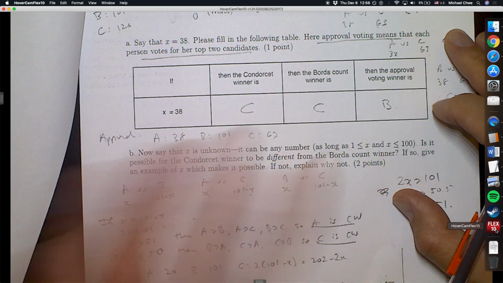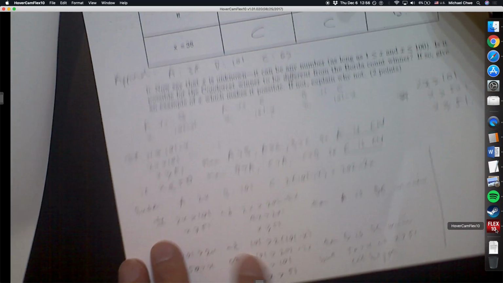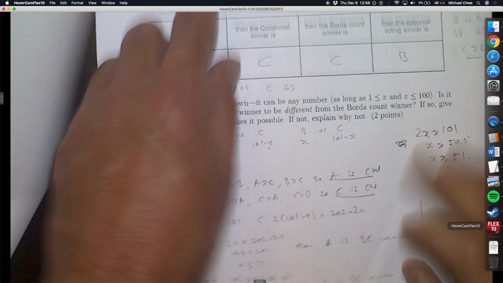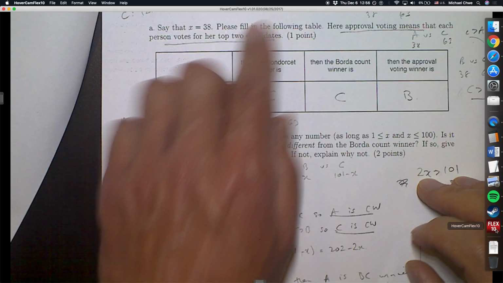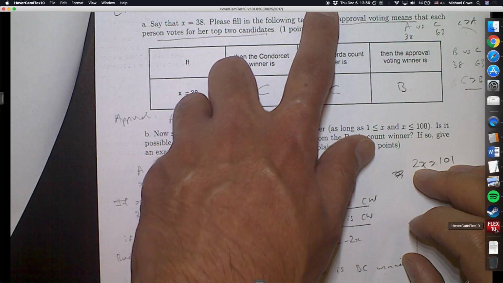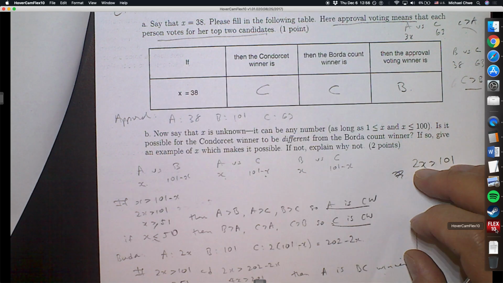Okay, we haven't done the Borda count yet. The Borda count in some sense is easier. Okay, but anyways, does that make sense? Okay, let's do the Borda count now. How do I do the Borda count? The Borda count's a 210 thing, right? So how many Borda count points does A get? Well, 2 times x plus 0, right? Does that make sense? Okay, so I wrote that down.